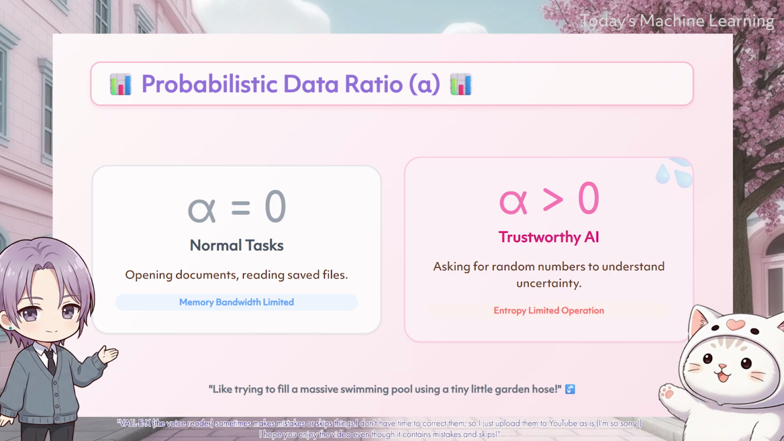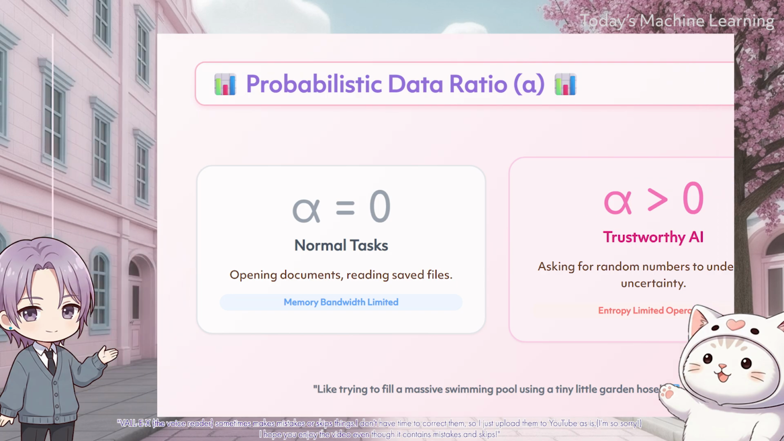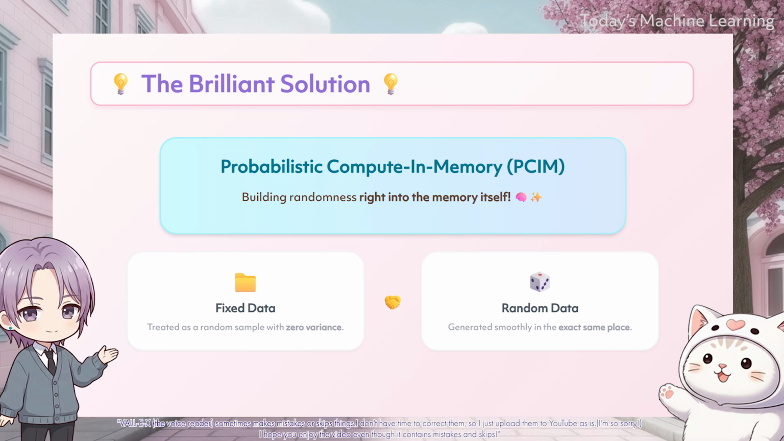It is exactly like trying to fill a massive swimming pool using a tiny little garden hose. No matter how big the pool is, the water can only come out as fast as that tiny hose allows. Even if only 1% of the tasks require randomness, the whole system slows down, creating what the authors call an entropy-limited operation. But do not worry, because the paper proposes a brilliant solution.